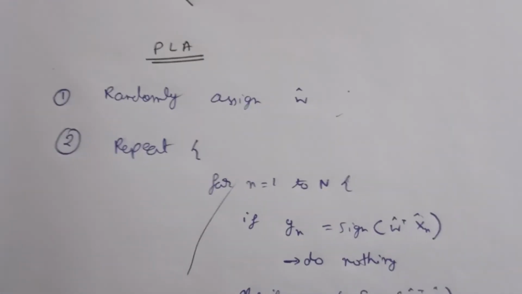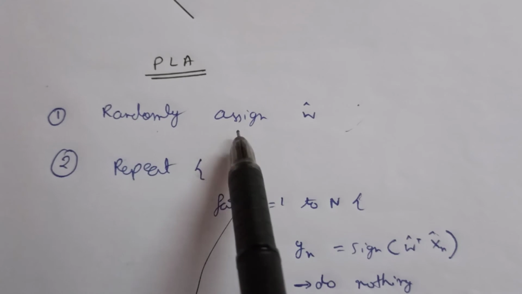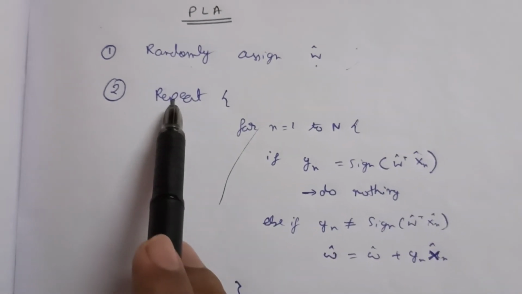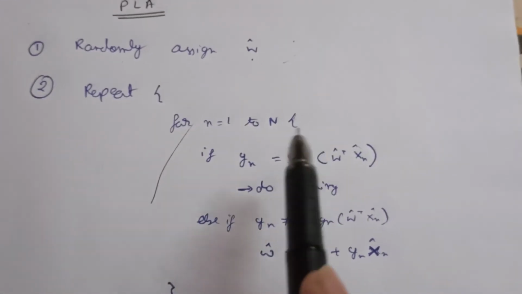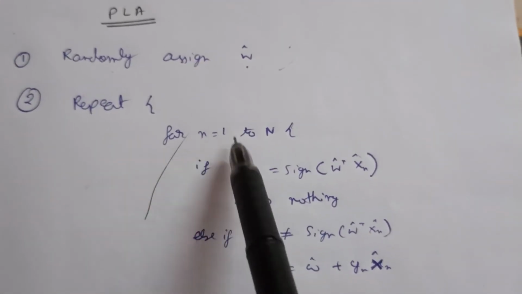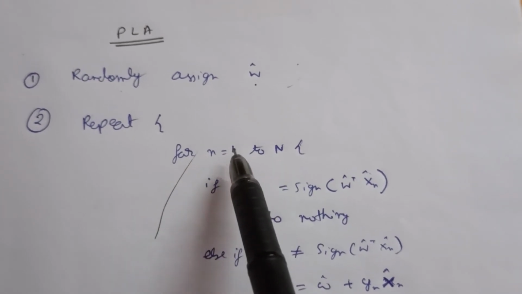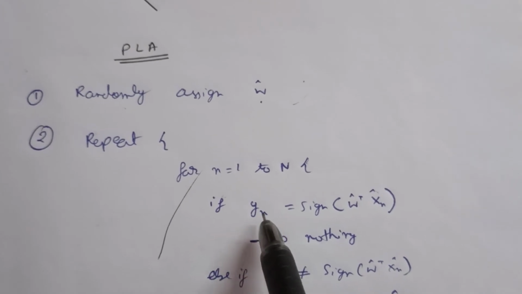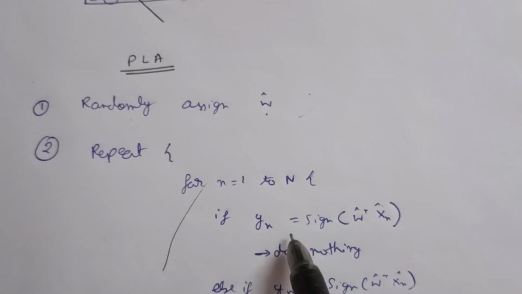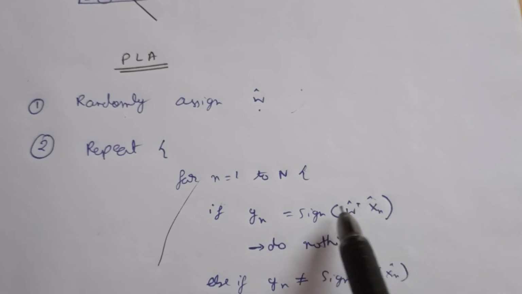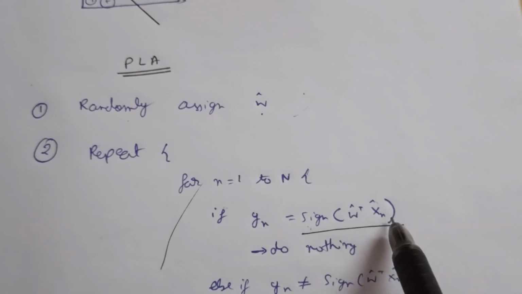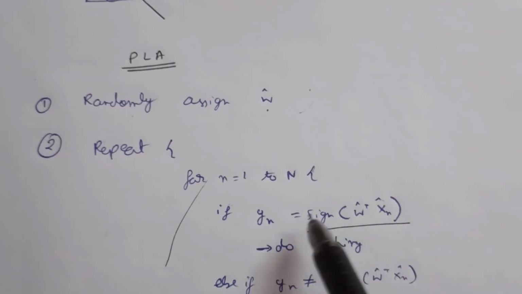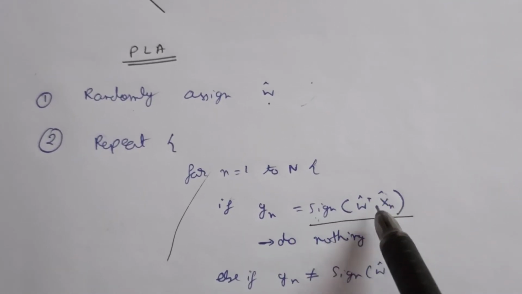So now let's check the algorithm of the PLA. First we randomly assign values for the weight vector. Then we repeat everything inside this loop until we get a satisfactory result. We run a for loop from n equals 1 to capital N and check whether yn, our actual output value, is equal to the value we get from our hypothesis, that is sign of w transpose x. Sign of w transpose x is the hypothesis we are using.